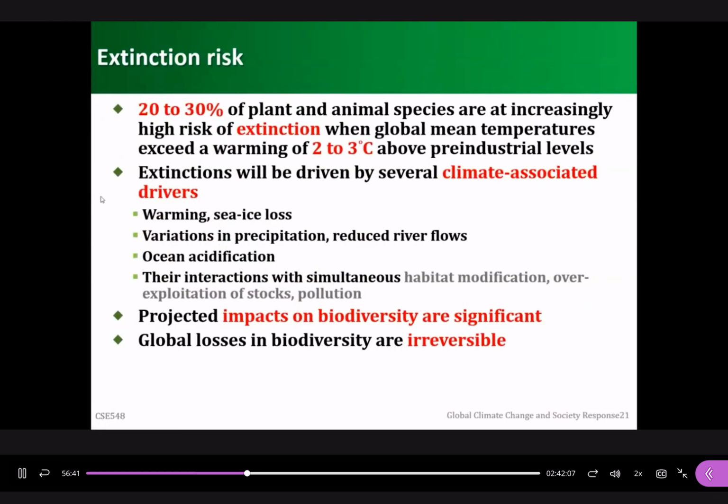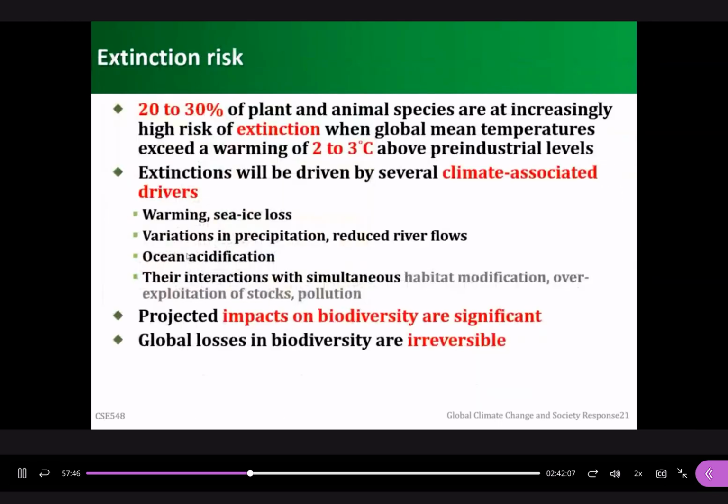If the temperature increase continues, there will be some animals or species that cannot respond to climate change. For this scenario, extinction will happen. Here you can see 20 to 30% of species are at high risk of extinction if the temperature exceeds 2 to 3 degrees Celsius. And here are some factors behind the extinction. We can see the warming temperature increase and sea ice loss. This is about the Arctic regions because of the polar bears. The habitat may be lost because of the high temperature in the summer.